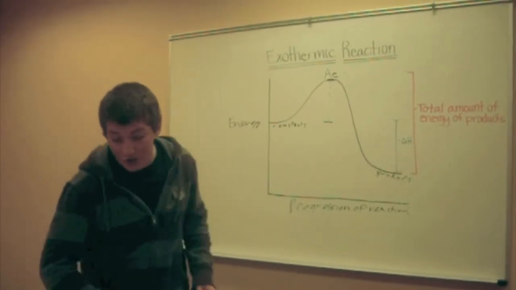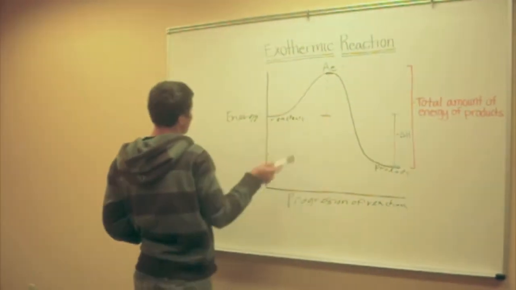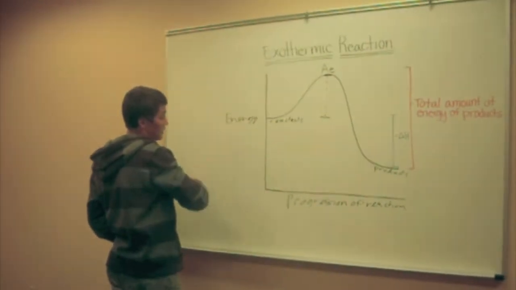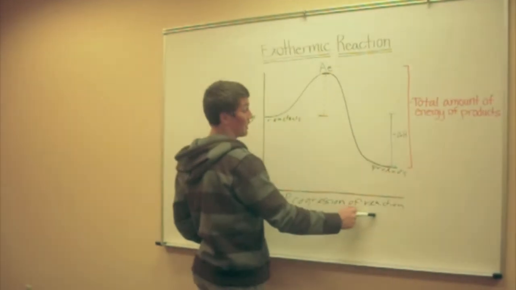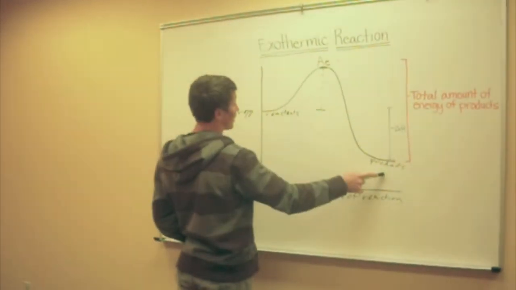Now, let's draw your attention to the graph. This is an exothermic reaction graph. On the y-axis, we have energy, and on the x-axis, we have the progression of the reaction. We start out with reactants, and we end with the product.